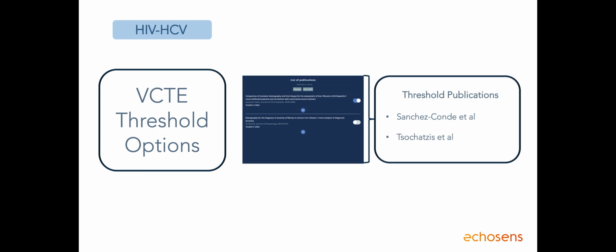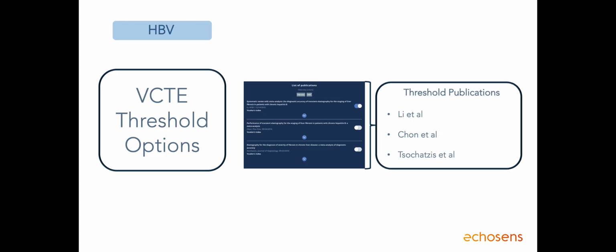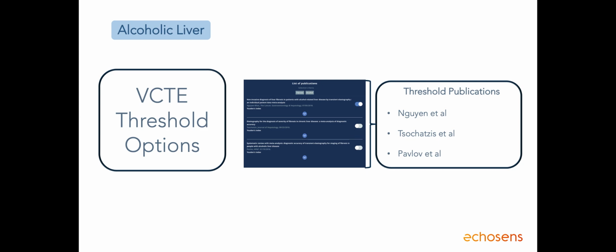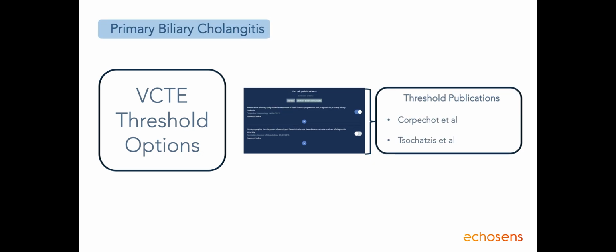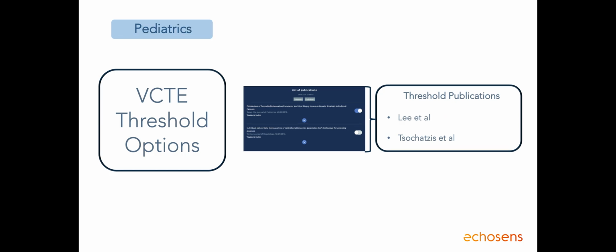In HIV HCV, notice you have two choices. In hepatitis B, you have three choices. In alcoholic liver, three choices. Autoimmune hepatitis, two choices. And primary biliary cholangitis, two. And finally, in pediatrics, two choices. So, in any disease cohort that you're going to be using for making interpretation, just take the time to set these sliders to the publications you prefer, and then you'll be ready to start using the app in a very time-efficient manner.